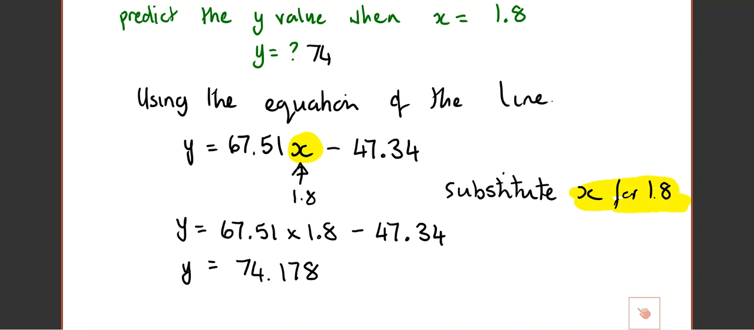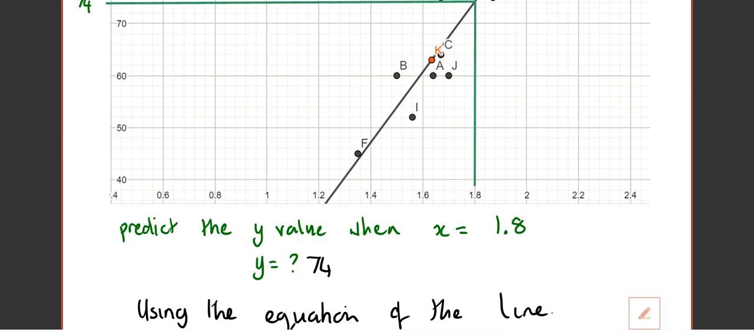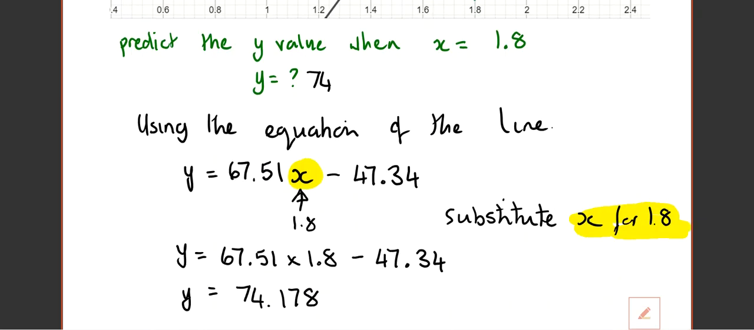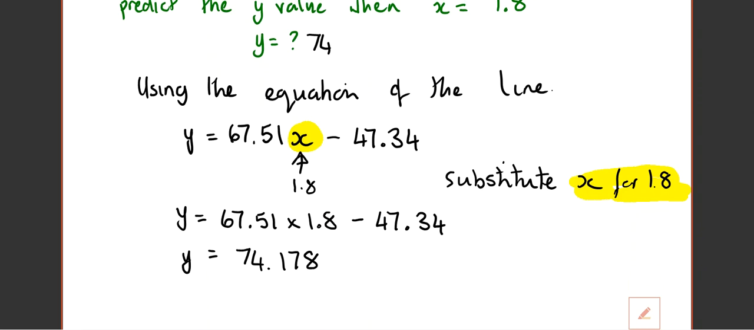Slightly more, well, we would say accurate because it's to a higher level of accuracy. Why is it a higher level of accuracy? Because it's to the third decimal point rather than to the nearest whole. When we were reading off the graph, there's no way we can read this to 1, 2, 3 decimal places. But with the equation we've got from the computer, we can.